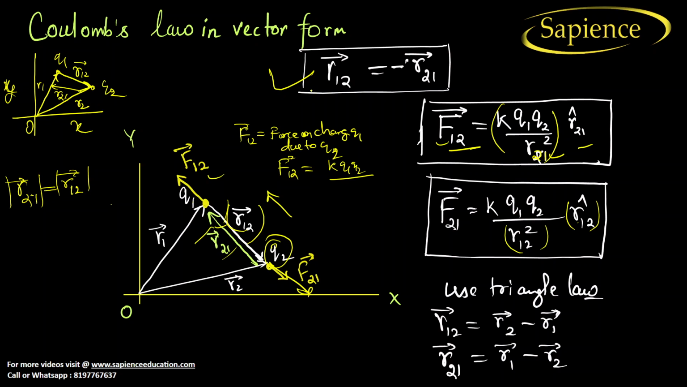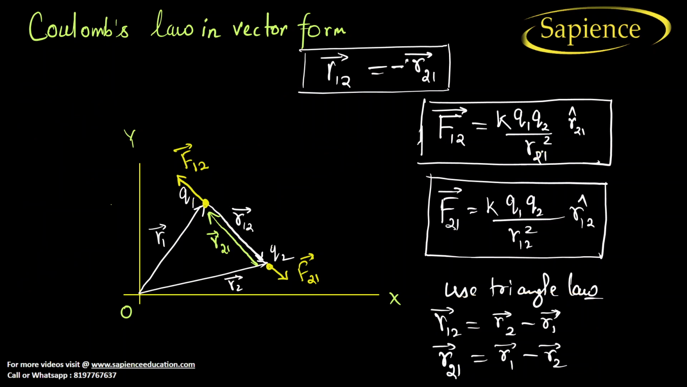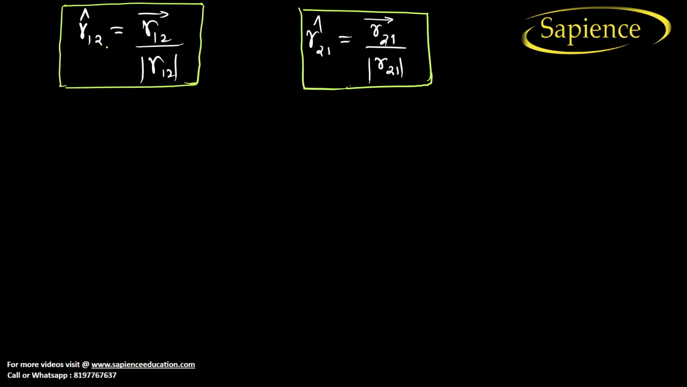Now you will ask how you find R12 and R21. You know this is the triangle law of vector addition. Use this, and you will get this distance. I hope you have understood this. This is basically the fundamental fact about Coulomb's law in vector form. R12 cap can be written as R12 divided by the magnitude of R12, and R21 cap is equal to R21 by the magnitude of R21. These are most familiar things you have already studied in the vector chapter.